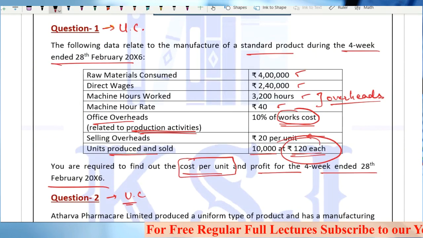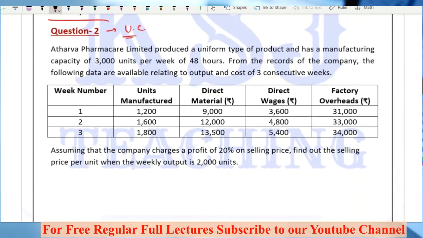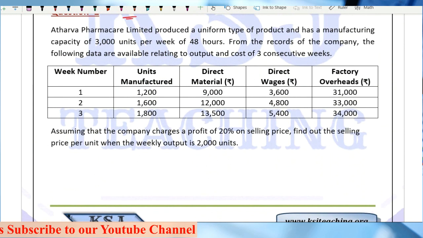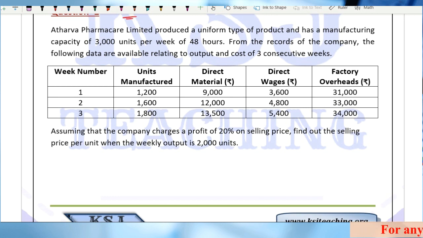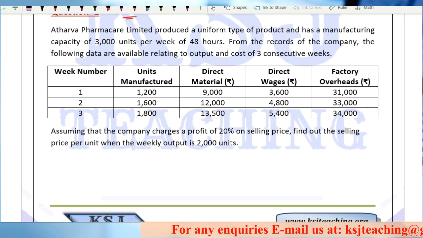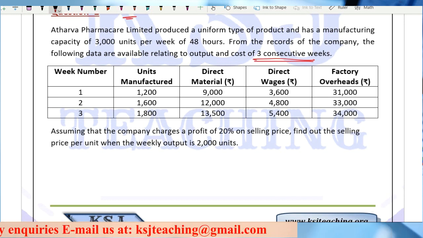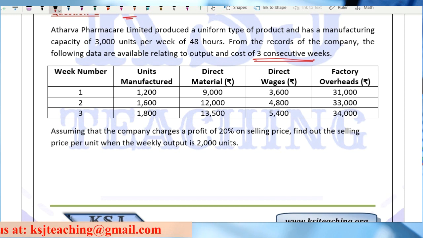Right, sir. So with this we are done with question number 1. Let's move on to question number 2. Atharva Pharmacare Limited produced a uniform type of product and has a manufacturing capacity of 3,000 units per week of 48 hours. From the records of the company, the following data are available relating to output and the cost of 3 consecutive weeks. Week number 1 to 3, units manufactured 1200, 1600 and 1800.